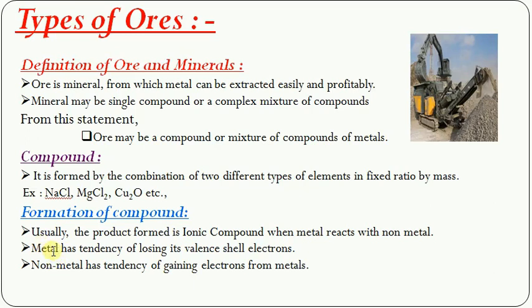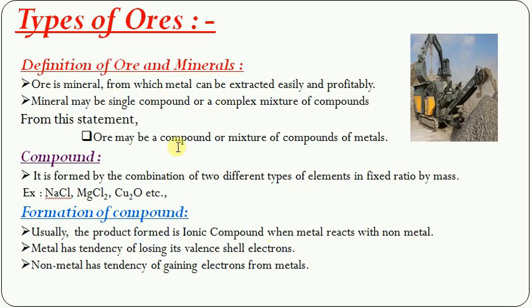So the metal gains positive charge and the non-metal gains negative charge, so that an electrostatic force of attraction takes place between metal and non-metal. The formed product is nothing but an ionic compound. So the compound usually in the ore is an ionic compound, right?